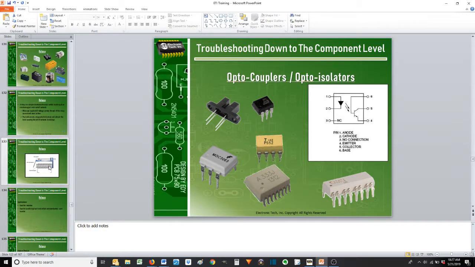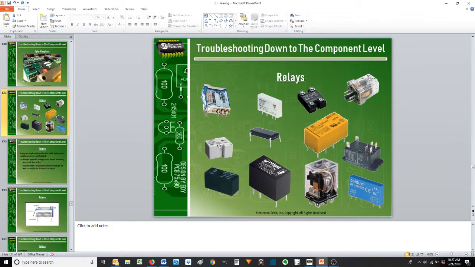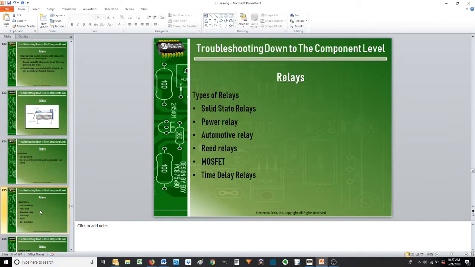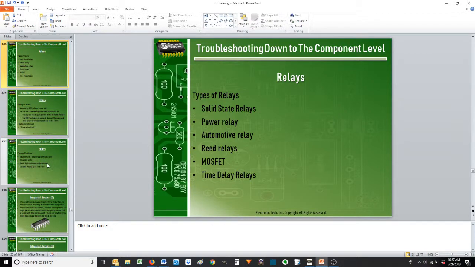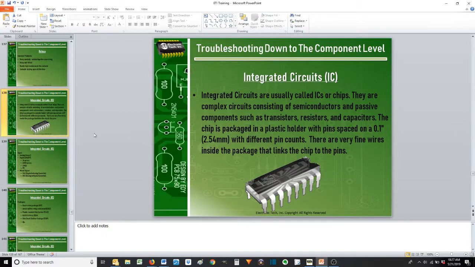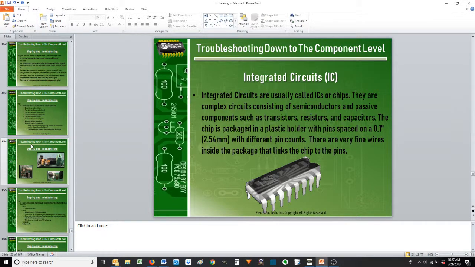Optocouplers, and so on, relays, right? Different printed circuit board relays, how to test them, the theory of it, applications, types. We go in depth into that, how to test it in circuit, common problems. And then we talk about integrated circuits. I have a board full of logics that they can inject signals into to test them. But this is pretty much my PowerPoint presentation of how to troubleshoot. I tackle the most common components, the most common testing equipment, how to test in circuit and out of circuit.